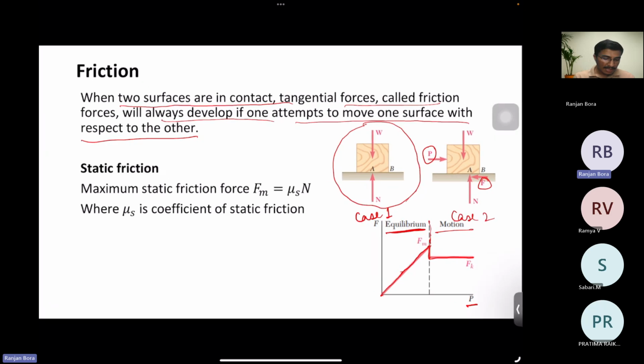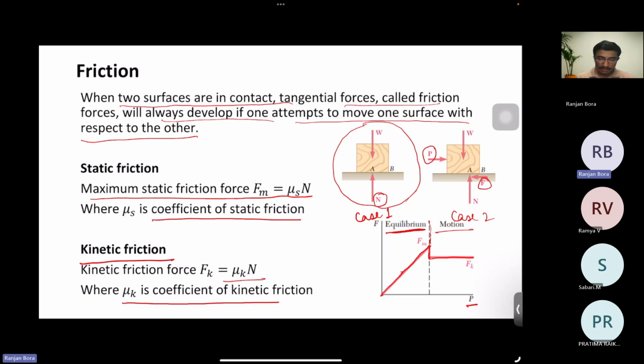So what is static friction? As we have seen, the maximum static friction force is given by mu s multiplied by N. What is N? N is the normal reaction force, meaning the reaction force from the ground, the normal force acting by the ground on this body. And mu s is the coefficient of static friction. Now, when the body is in motion, in that case, the frictional force we call kinetic friction. This kinetic friction force is given by mu k times N, where mu k is the coefficient of kinetic friction.